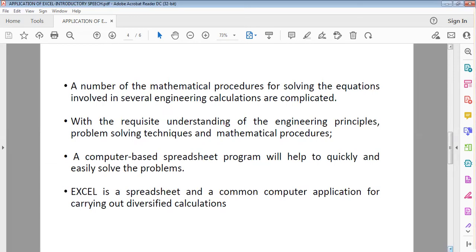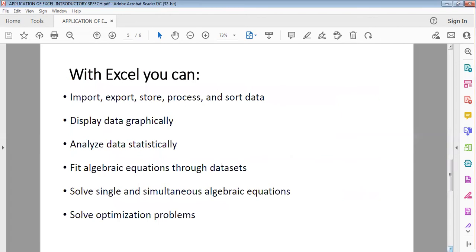Excel as a computer-based spreadsheet is a very common computer application that can be used to solve diversified problems. With Excel, you can import, export, store, process, and sort your data. You can display data graphically. You can analyze your data statistically.